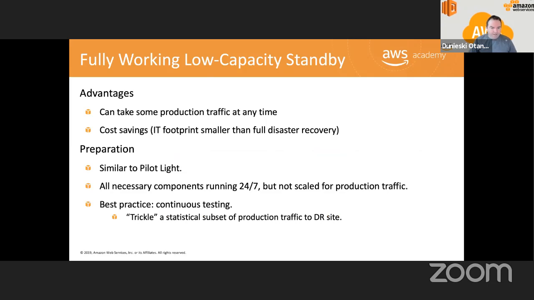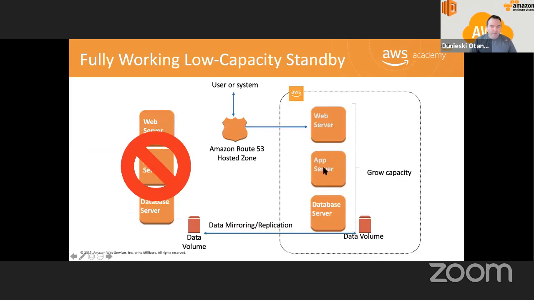Best practice, continue testing, right? Trickle a statistical subset of production traffic to the disaster recovery site. It's good to test this all the time, right? You don't have to wait until this happens, guys. You can't wait until this happens. The best practice is to test this all the time. So when this disaster happens, you can be confident that Route 53 will move this to this site and this site will take over. They fail over. Okay? So that's very important.